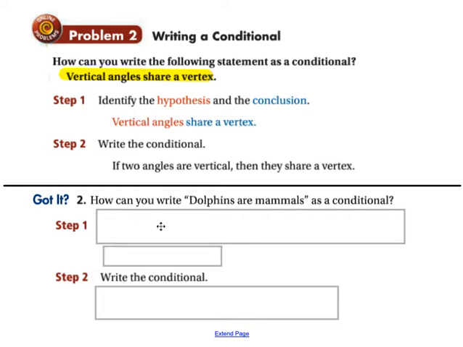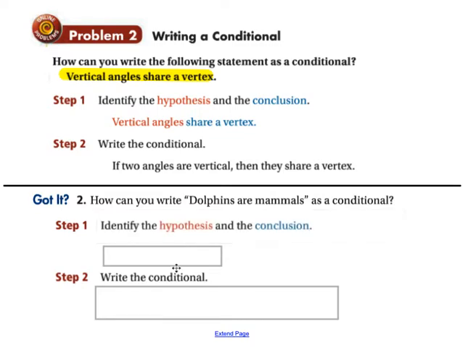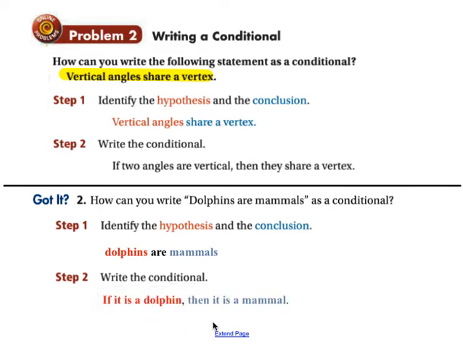All right, I hope you had a chance to go ahead and try that. Step one, remember, we're going to identify the hypothesis and the conclusion. In this example, our hypothesis is dolphins. Our conclusion is mammals. So our conditional should be if it is a dolphin, then it is a mammal. Pretty straightforward, right?